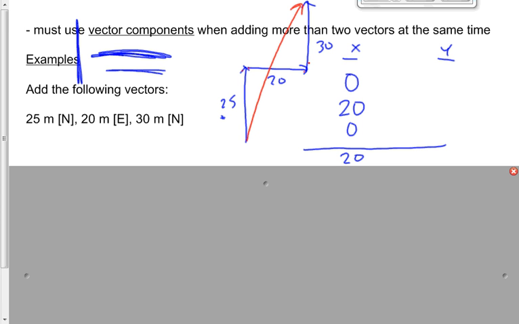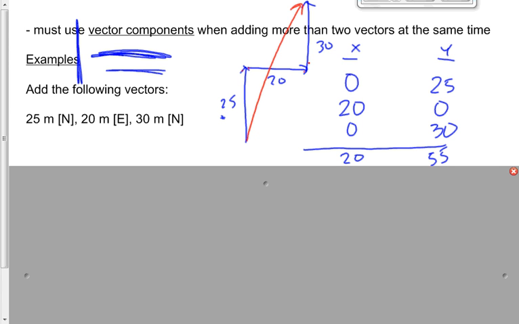How much of that 25 is on the y-axis? 25. How much of that 20 is on the y-axis? None of it. How much of the 30 is on the y-axis? All of it. Let's add these up. 25 plus 30 is 55, so the total y is 55.